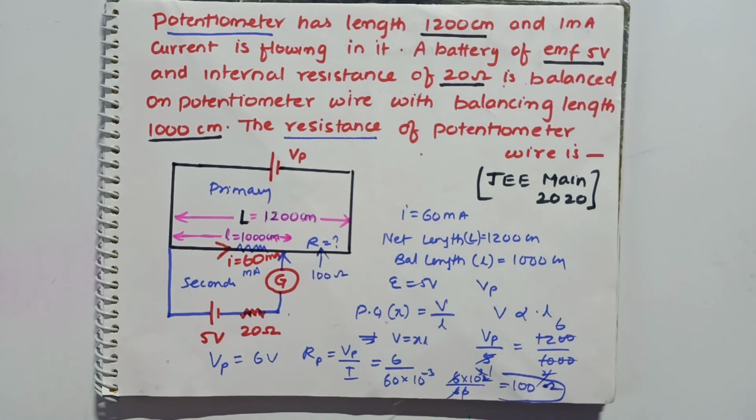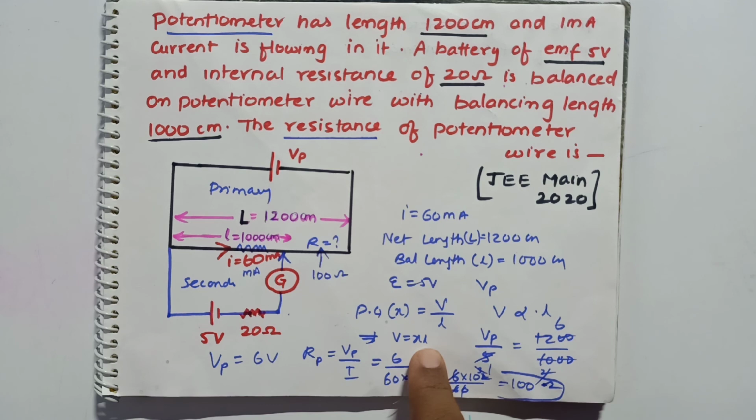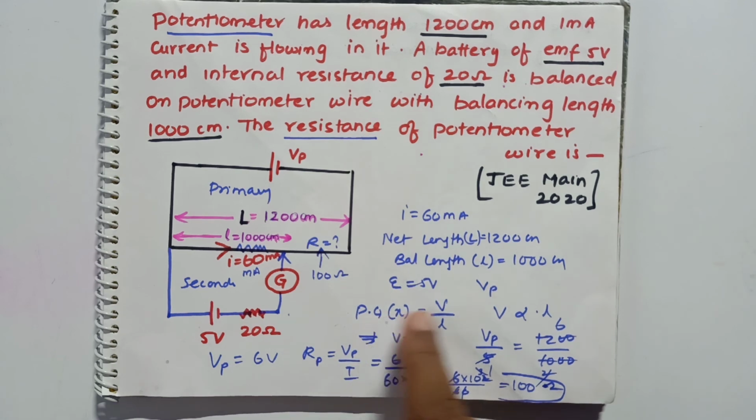So it's a very simple problem, and it's a shortcut formula. You only have to consider that potential is equal to XL. The potential gradient is the potential per unit length, and V is equal to XL. This is a previous year question, asked in the 2020 JEE Mains in the month of January. Thank you very much. It's a very simple answer.